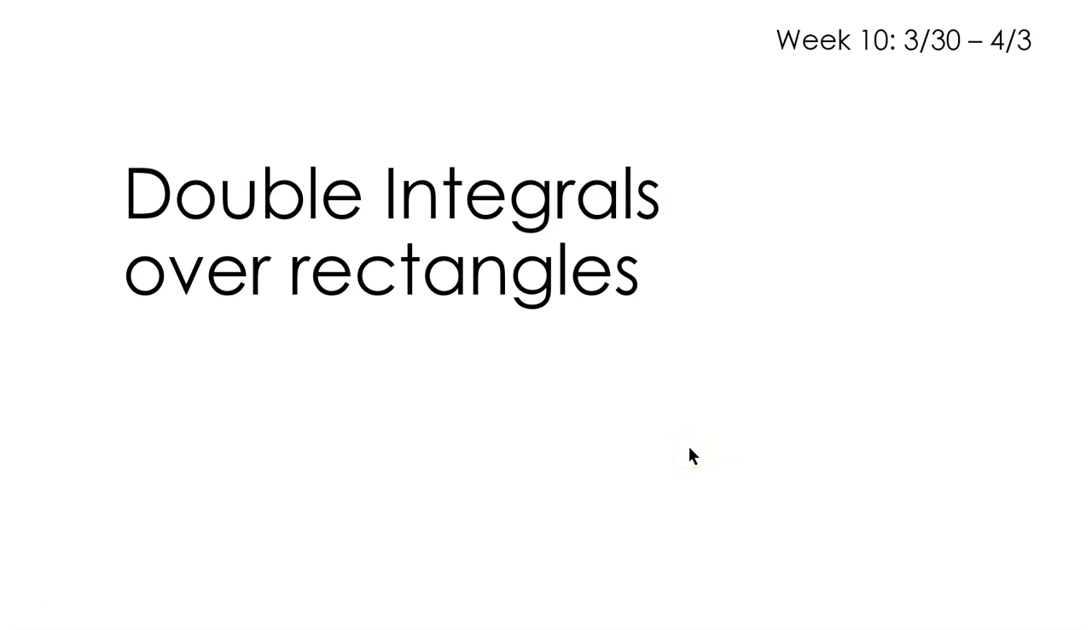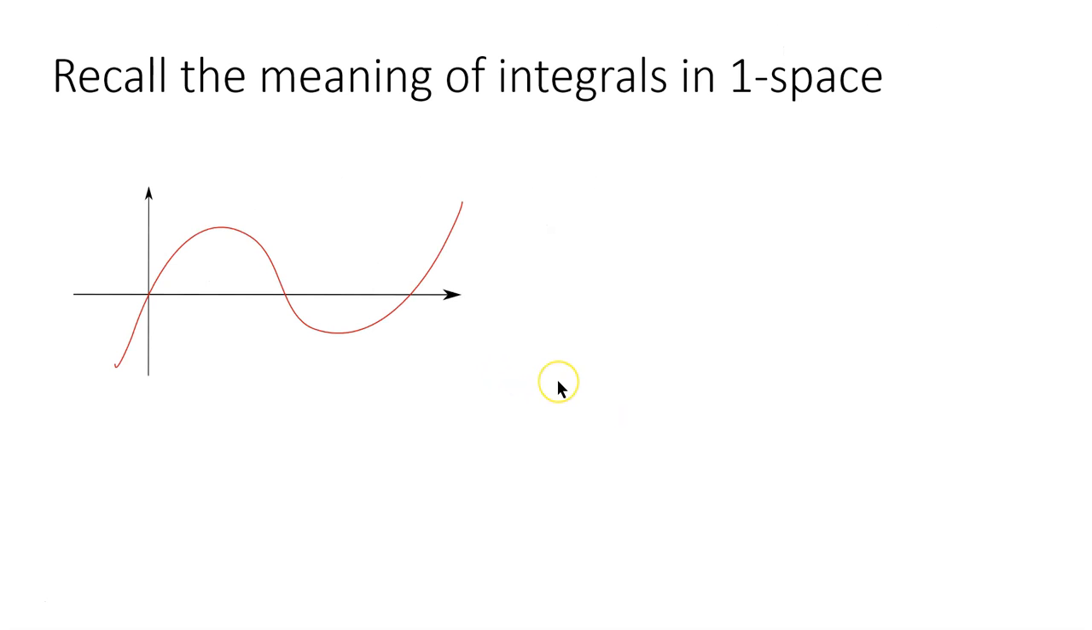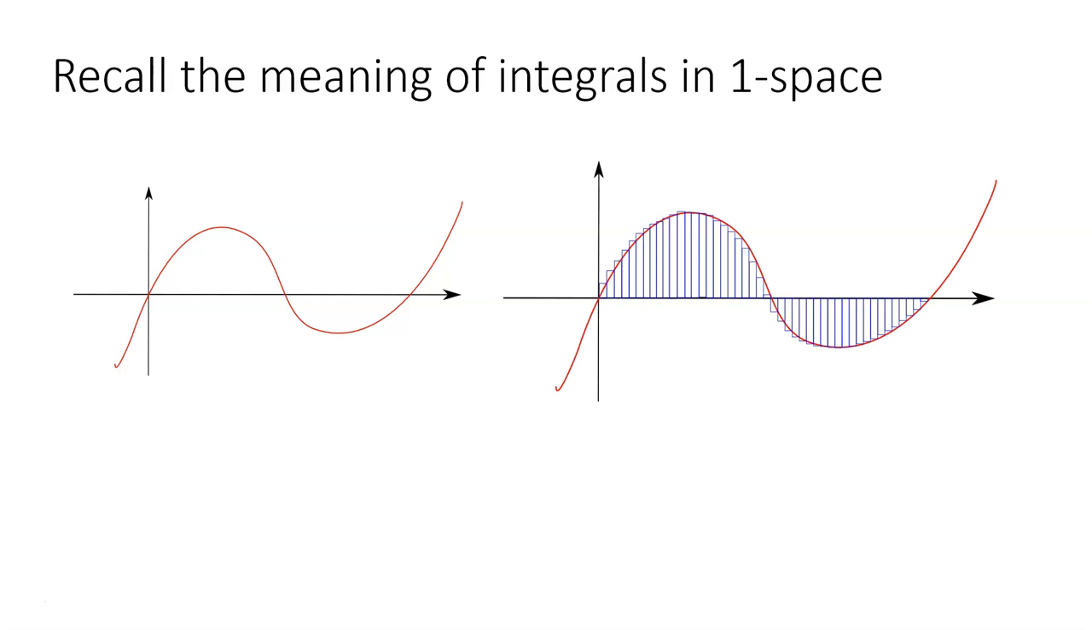To remind you what it means to do a regular, one-dimensional integral, we have a curve. We broke it up into little rectangles, and the integral represents the sum of the area of those rectangles as the width of the rectangles gets smaller and smaller. So we basically get the area if it's positive, and we get negative the area if it's negative.